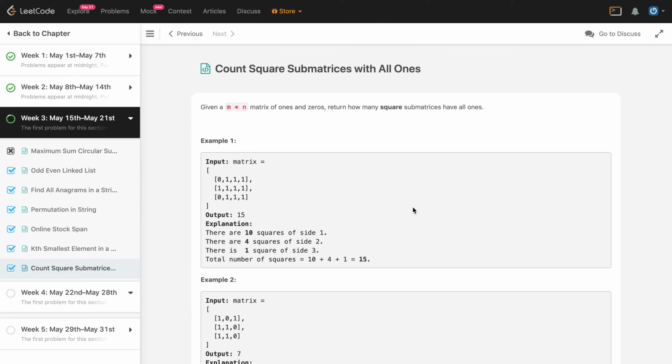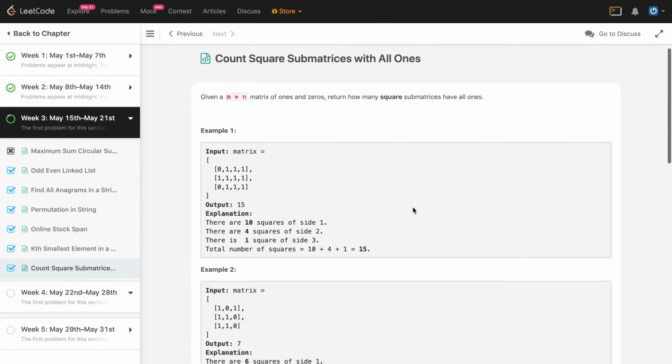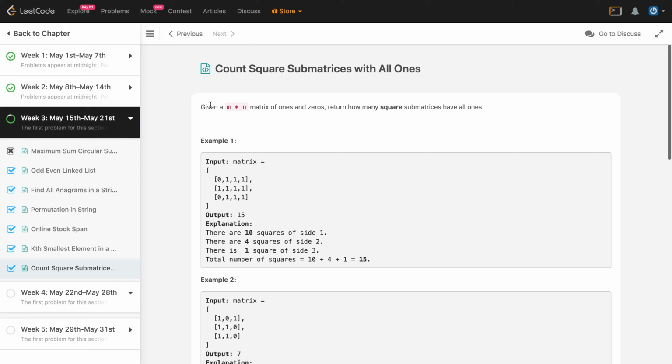Today I'm going to explain how we can solve this problem from Leetcode's May challenge. The problem statement says we are given a matrix of m cross n size and each cell can have either 0 or 1. What we need to return is how many square submatrices we can form where all the elements in this square submatrix will be 1.